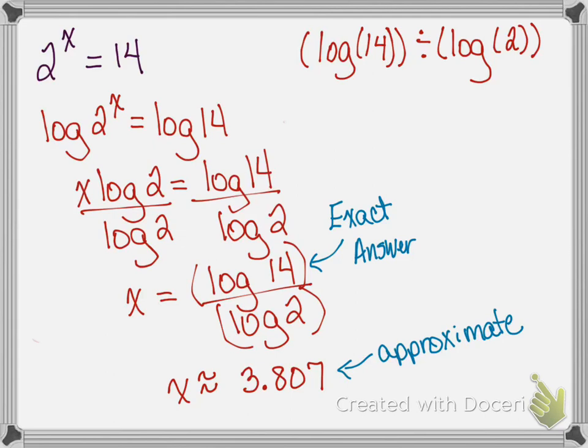Okay, do 2 to the 3.807. What did you get? 13.9965, and it keeps going. Is that approximately 14? Yes. The reason that you don't get 14 equals 14 is because we rounded the 3.807. So that's an approximate.